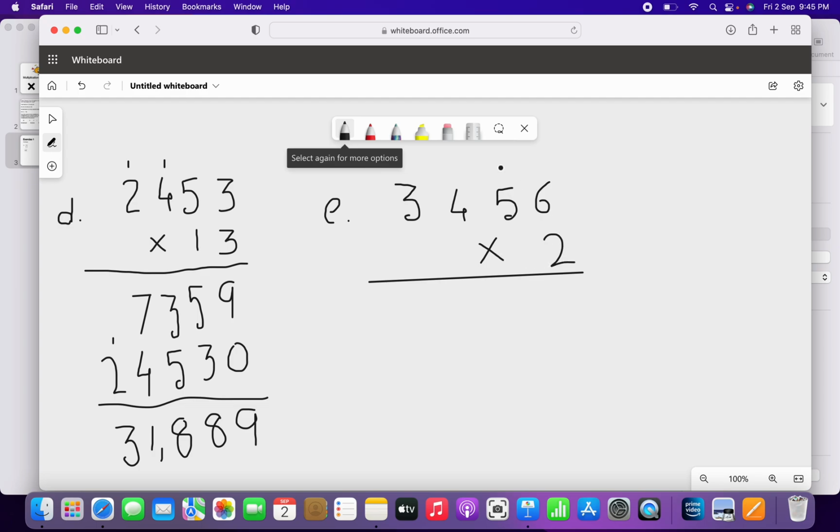2 times 6 is 12. You write 2 in ones place and carry over 1. 2 times 5 is 10. 10 plus 1 is 11. You write 1 in the tens place and carry over 1 to the hundreds. 2 times 4 is 8. 8 plus 1, 9. And 2 times 3 is 6. So the answer should be 6912. That completes your first sum multiply.